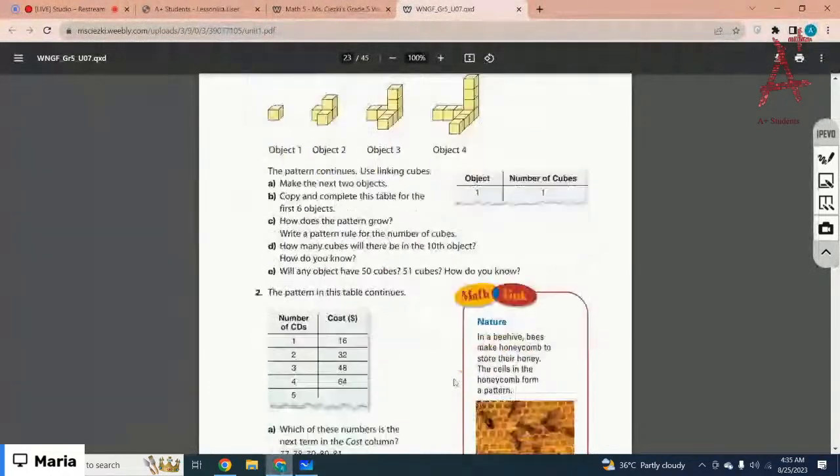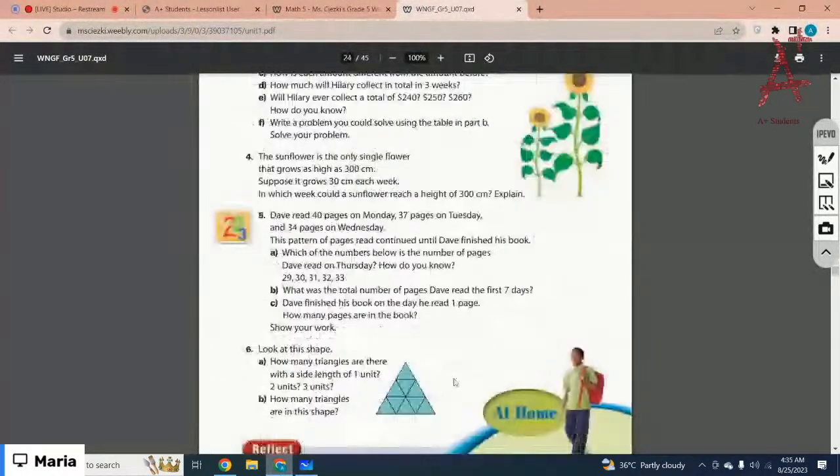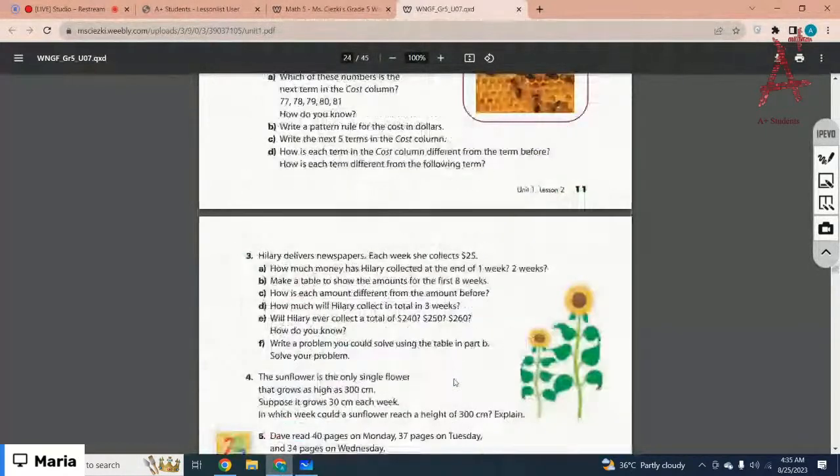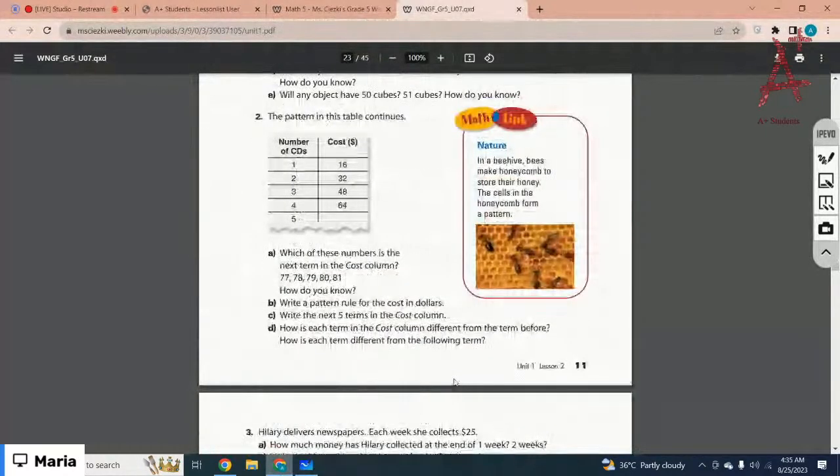Okay, let's start with the next questions. We have so many. Let's start with question number 2. The pattern in this table continues. Which of these numbers is the next term in the cost column: 77, 78, 79, 80, or 81? How do you know? Write a pattern rule for the cost in dollars.